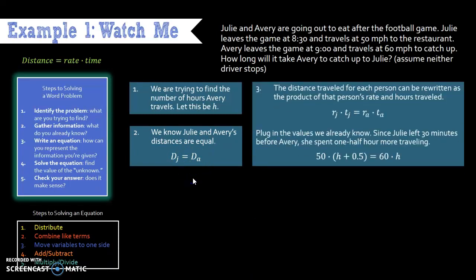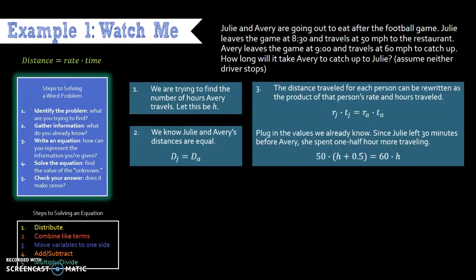Step 3, let's write an equation to represent the situation. The distance for each person can be rewritten as rate times time, because distance equals rate times time. So the distance that Julie traveled is her rate times her time, and we know that her distance is equal to Avery's distance. And Avery's distance can be written as his rate times his time. So we've got the distances are equal. That means the product of their rates and times are also equal. We're going to plug in the values that we already know.